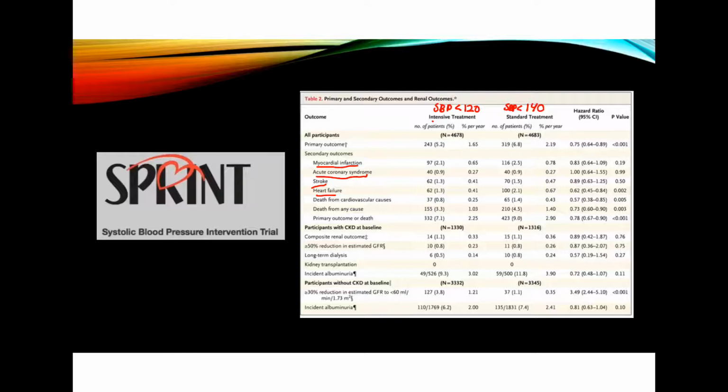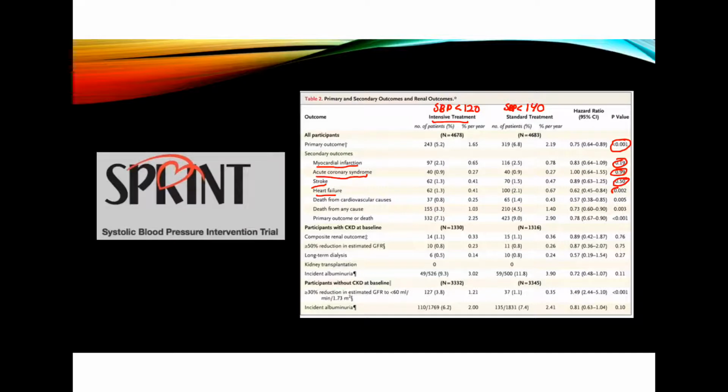They found with their primary outcome, which was a composite of all potential cardiac comorbidities related to hypertension, the intensive treatment group did much better with a significant p-value, less than 0.001. Although it didn't seem to have a clear effect on myocardial infarction, ACS, or stroke, patients were much less likely to develop heart failure in the intensive treatment group, as well as have fewer deaths from cardiovascular and all causes.